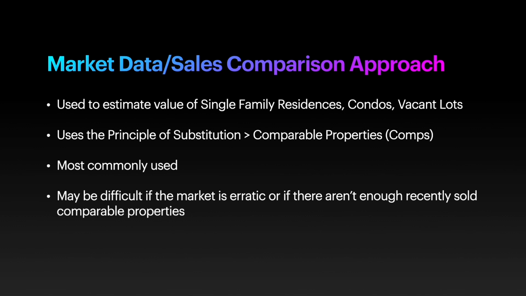And this approach uses the principle of substitution because when people are shopping for a home, they'll compare it to other homes to see that they're getting the best value. So if there's two comparable properties and one is cheaper, typically somebody's gonna go with the cheaper one. Just like when you buy anything else, you'll always compare what you get with the price that it's offered for and try to find the best value.